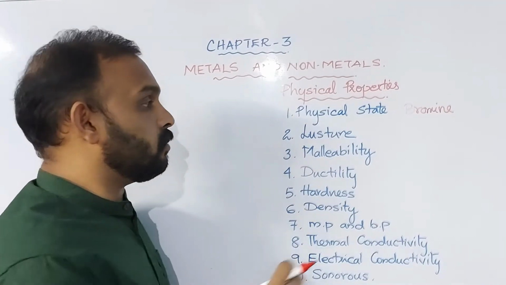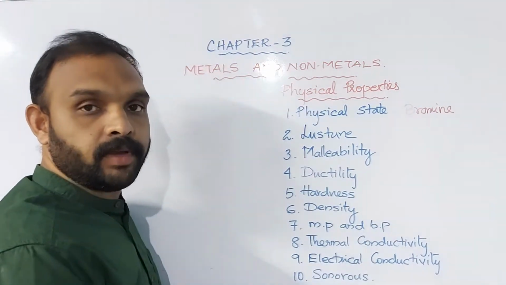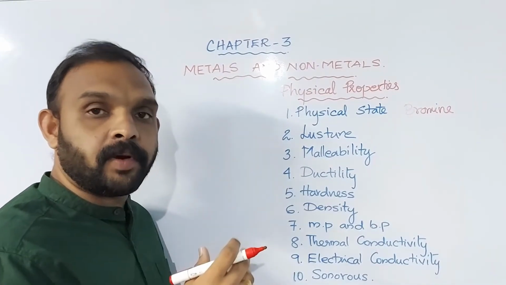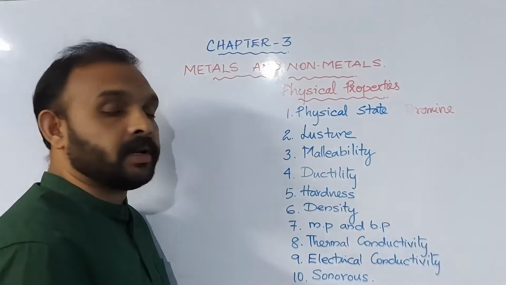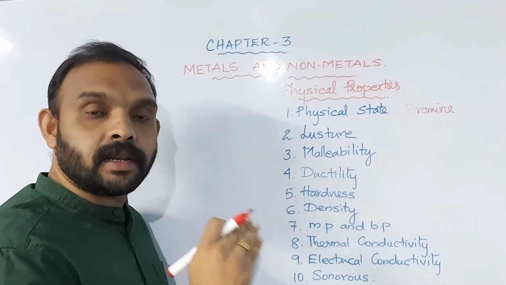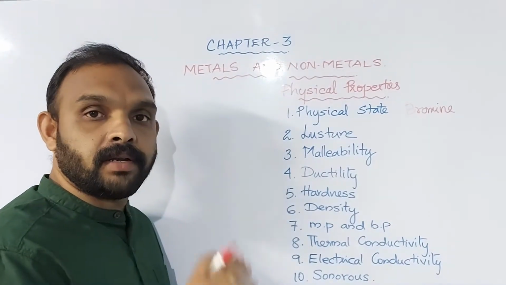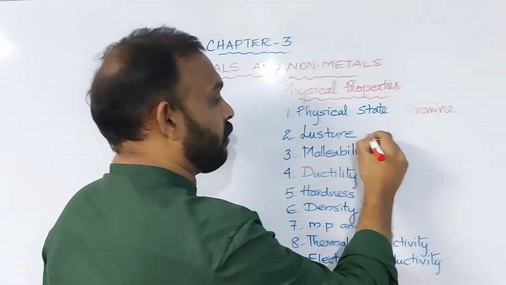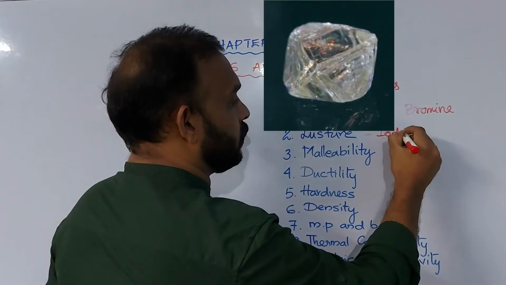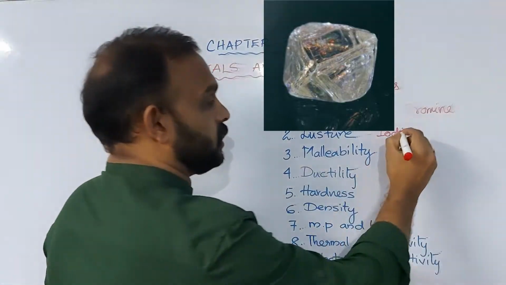Clear? Now, the second one, lustrous or luster property. We had learned that luster means a shining appearance. But non-metals generally have a dull appearance. They are not lustrous. Only one exception is there, iodine, which has a lustrous appearance.